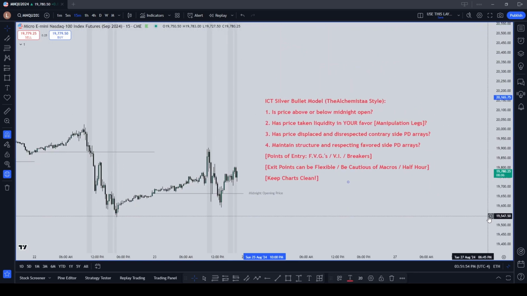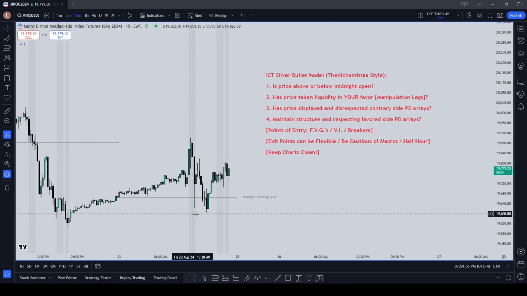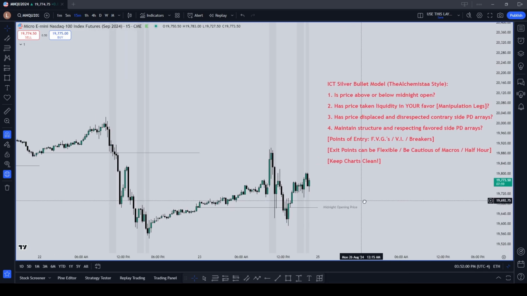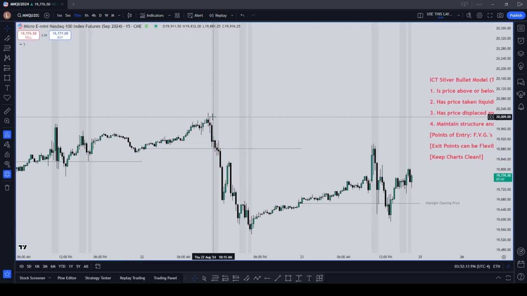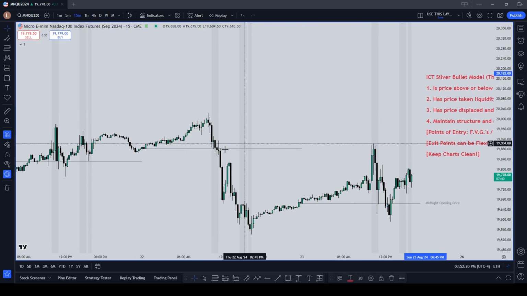But going back to what I was speaking about, that midnight open, like I said, buy below midnight open, sell above midnight open. And I'll show you where those days are most probable. Look at here. During the ICT Silver Bullet AM session, what is price doing? It's above that midnight opening, indicating price is in a premium, and we sell back below it. Same thing happened on Thursday of this week. We're above midnight open, and we sell off extremely below the midnight open again.